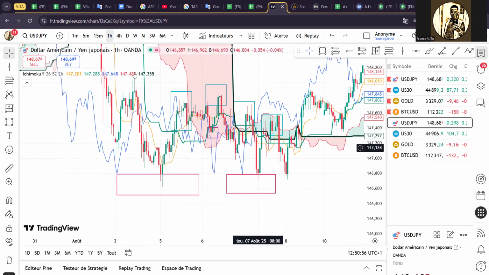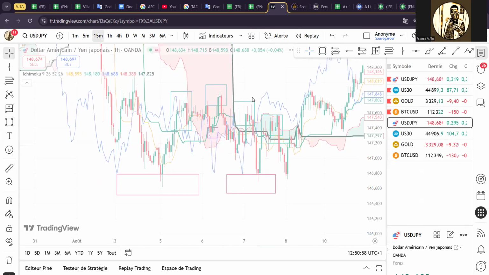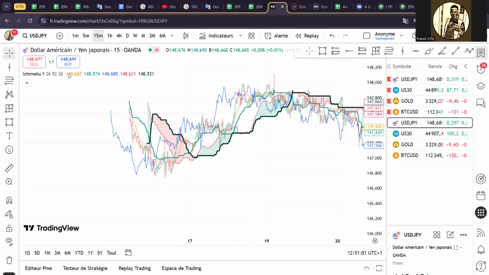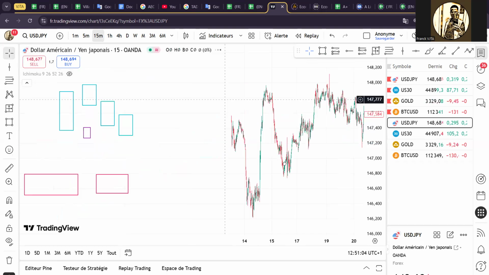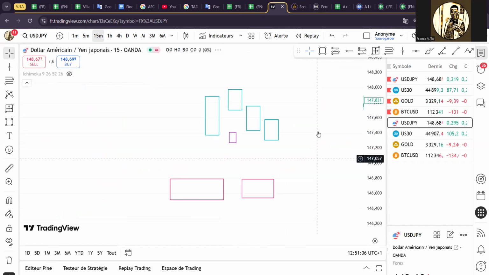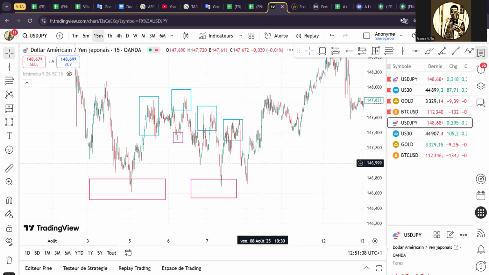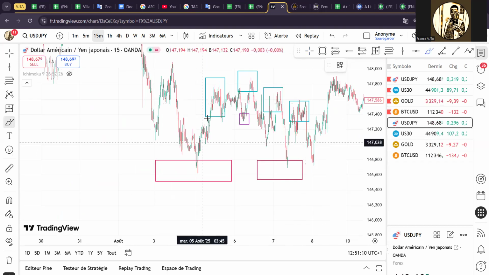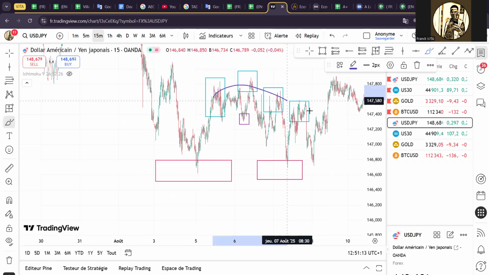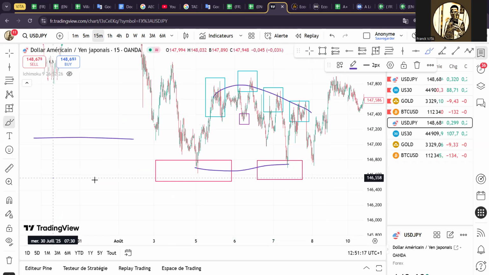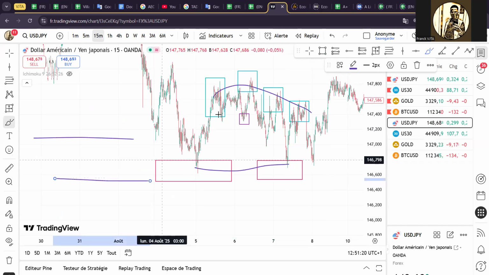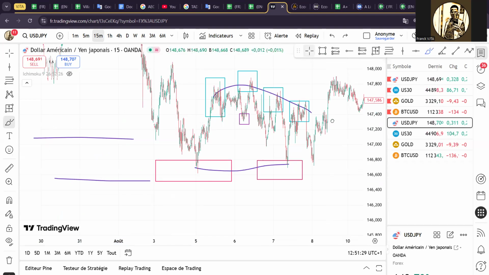Okay, let us leave it at this. Let us go on 15 minutes to have a clearer view. Let us remove Ichimoku. During the phase that people say is a range, you see what happened. It doesn't look horizontal. The alignment of those setups doesn't look horizontal. It looks instead inclined like this. So you cannot say that it's a range.